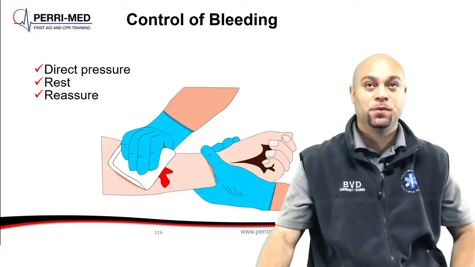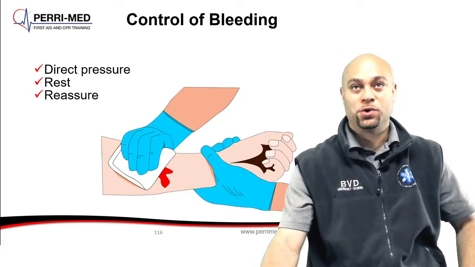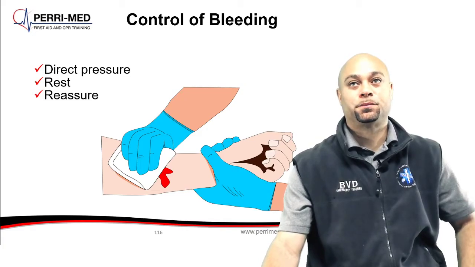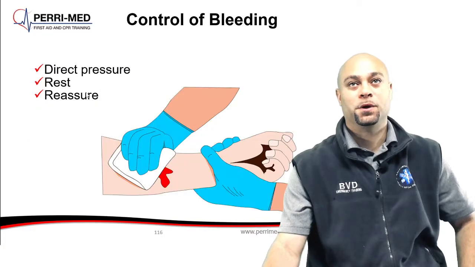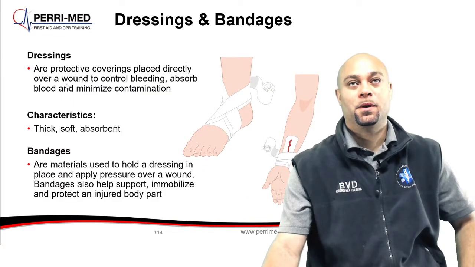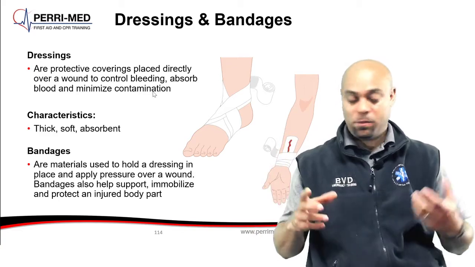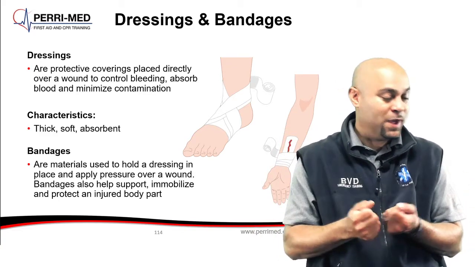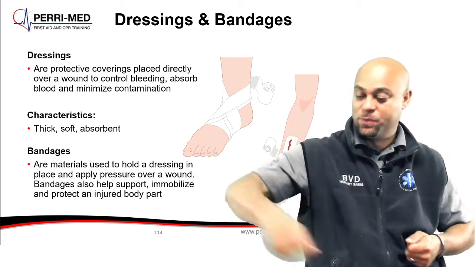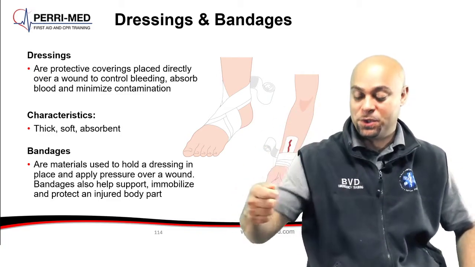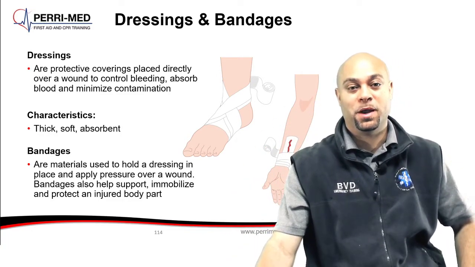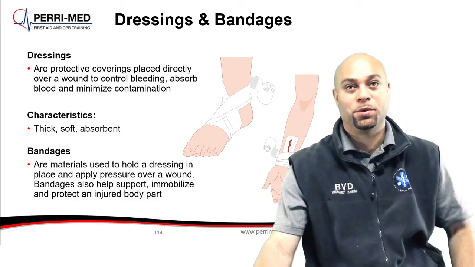But we always need a dressing, and we always need a bandage. So here's the dressing, right? The dressing is bigger than the wound. It's absorbent, it's lint-free, and the bandage is something that can wrap all the way around and secure that dressing in place.